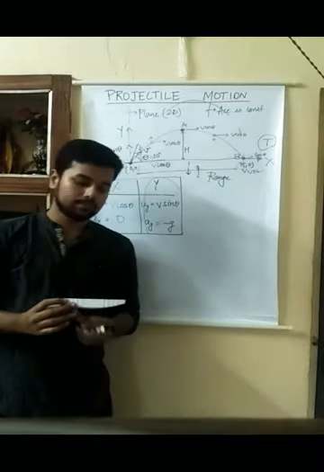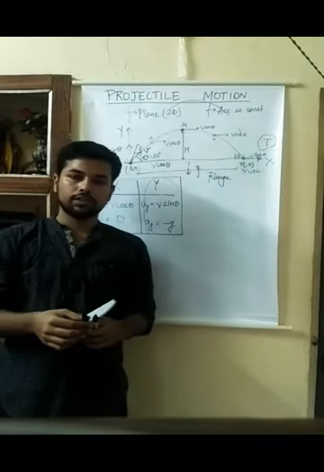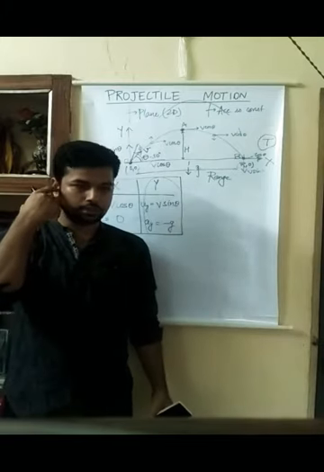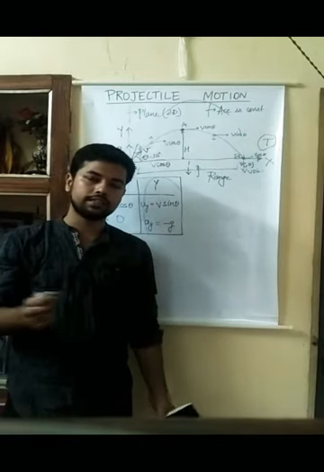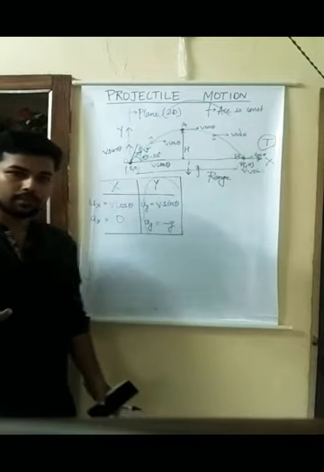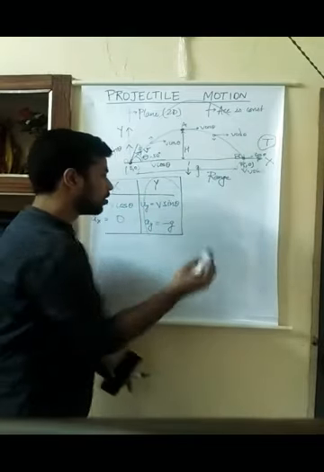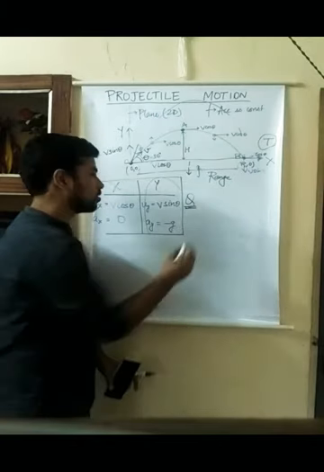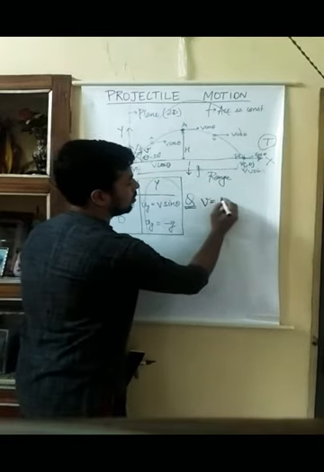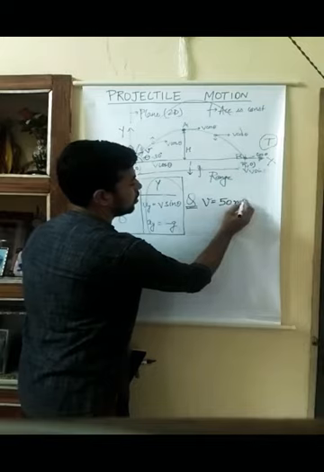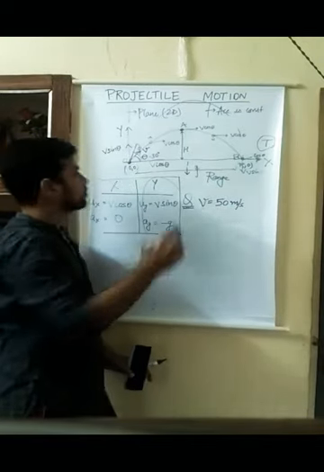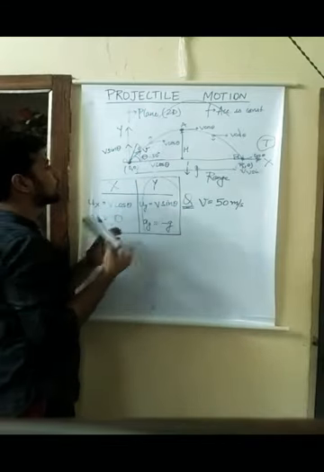Now we will see some examples in which we can't use those formulae directly. If you get an example where you have to use that formula, that's easy. Let's see somewhere where we can't use them directly. So suppose you are given an initial velocity of 50 meters per second of this projectile.